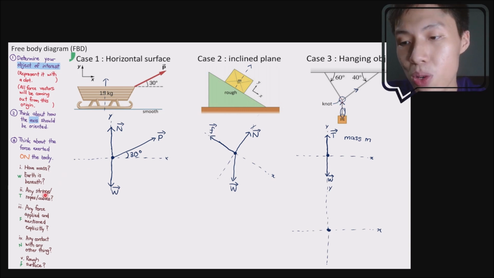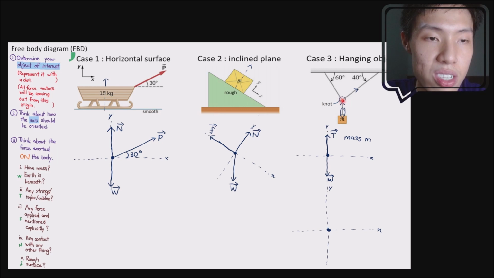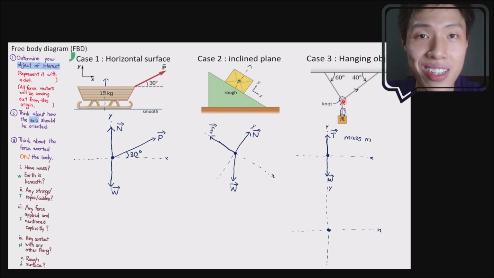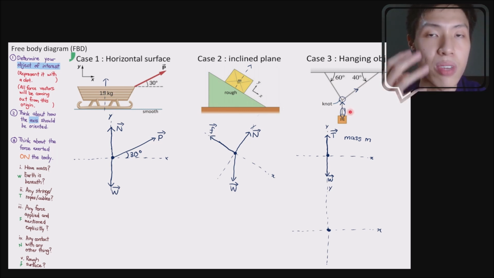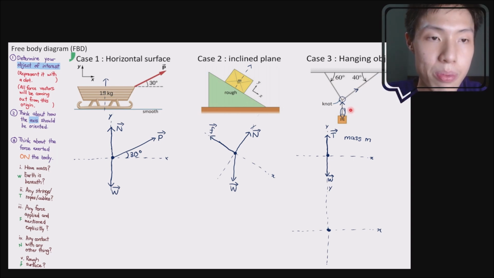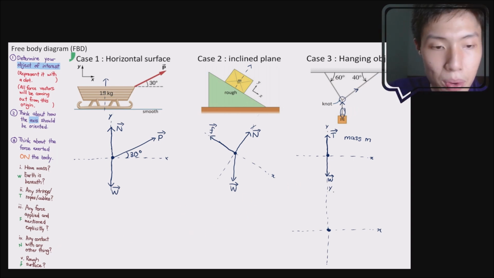Okay, the next question: any ropes or strings or cables attached to this object of interest? Well, there is. In fact, there's a lot. There's 1, 2, 3 ropes being attached to this knot. So you should expect 3 tension forces being labeled in this free body diagram. Let's label them one by one. The first one is pointing in this direction, and the angle here should be 40 degrees.